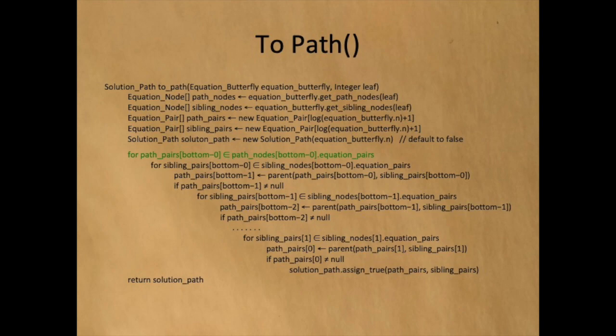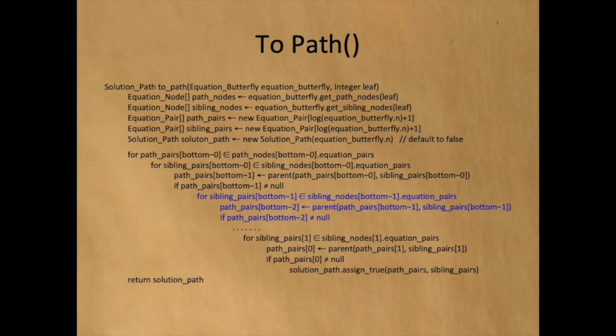The outermost for loop goes through each equation pair in the leaf node. The next for loop in light blue processes all of the equation pairs in the sibling of the leaf node and computes the parent equation pair. If the parent equation pair is valid, then it continues.